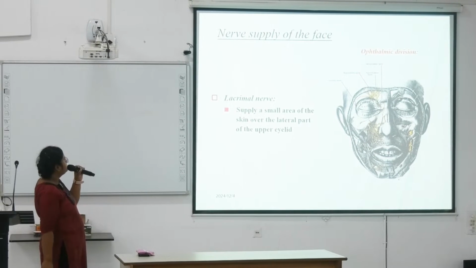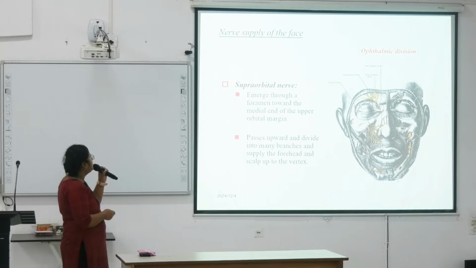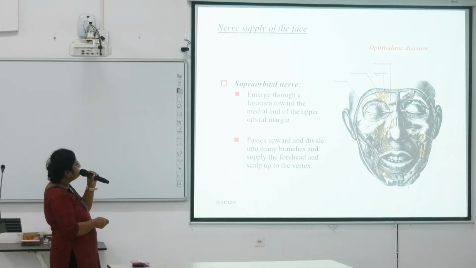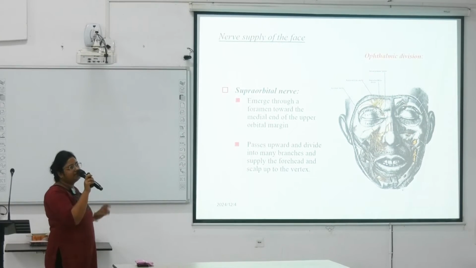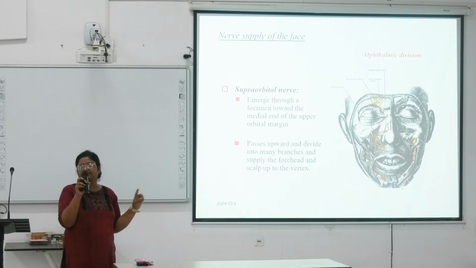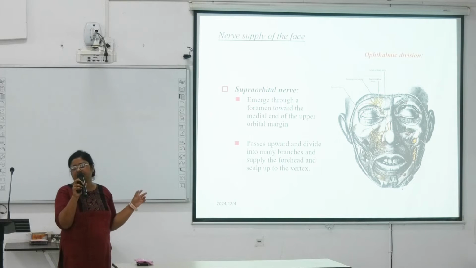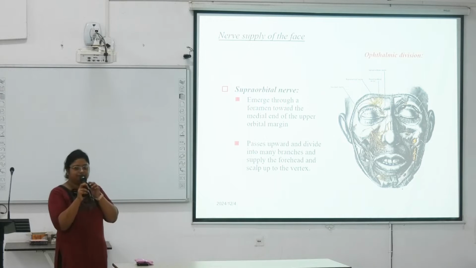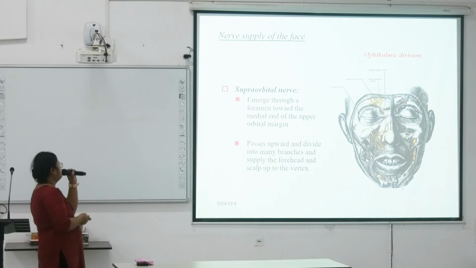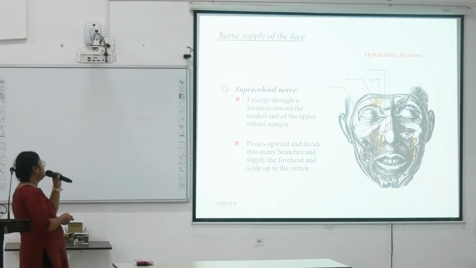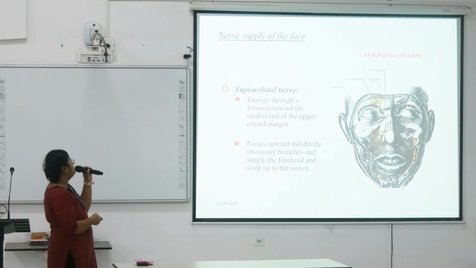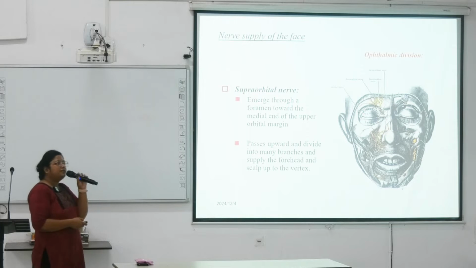Next is the supraorbital nerve. Along the supraorbital ridge, there is a foramen at the junction of the medial 1/3 and lateral 2/3, and through this foramen passes the supraorbital nerve. It emerges through a foramen towards the medial end of the upper orbital margin, passes upward and divides into many branches and supplies the forehead and the scalp up to the vertex. So this is the supraorbital nerve.